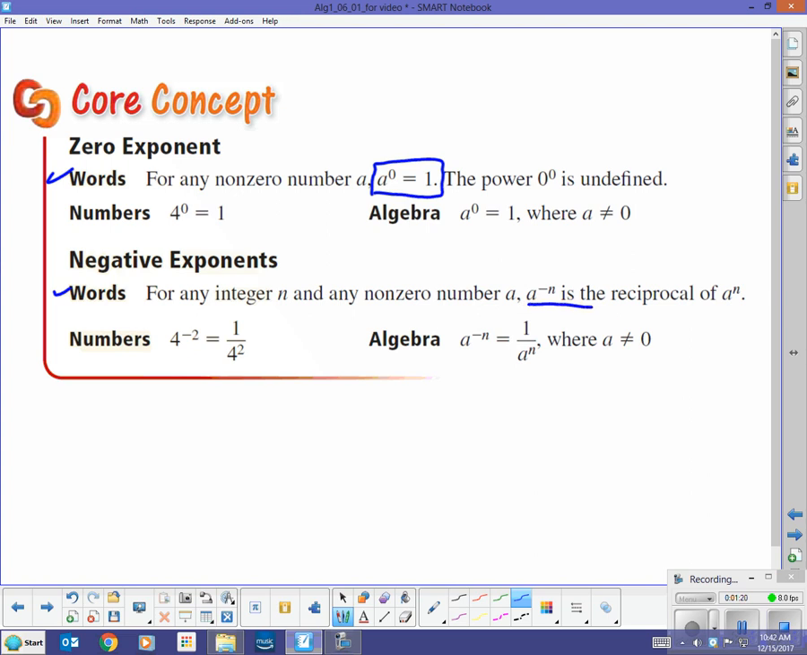For negative exponents, in words, a to the power of negative n is the reciprocal of a to the power of positive n. Okay, so that's the big idea here. So for example, 4 to the power of negative 2 is 1 over 4 to the power of positive 2. And the same for the variable: a to the power of negative n is 1 over a to the power of n. Okay, the reciprocal. So get those. You don't have to copy all of this into your notes, but again, these big ideas here are the ones that I'm trying to highlight for you.